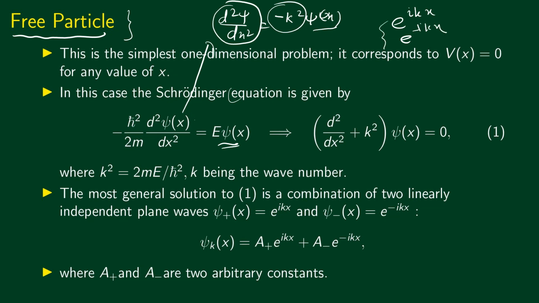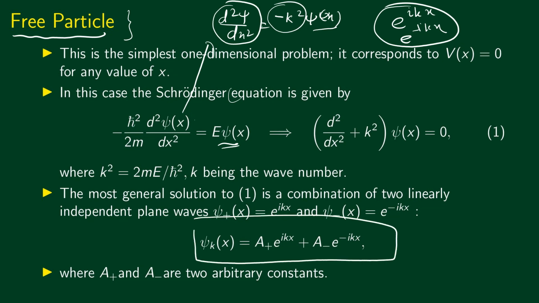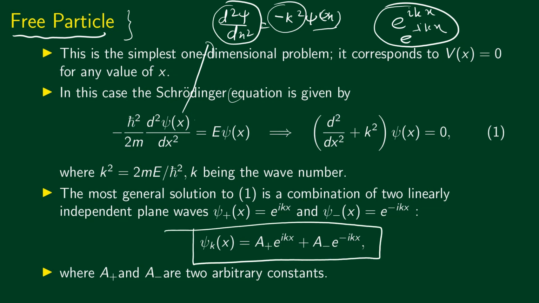So these are two possible solutions to the equation, which means that a linear superposition of these will also be a solution. All right. So the general solution can be written as psi k of x, this k being determined by E here. So if we specify k, then E is also specified. That's why we write the subscript k. So the general solution is written as psi k of x equal to a plus e raised to ikx plus a minus e raised to minus ikx. Here a plus and a minus are two arbitrary constants.